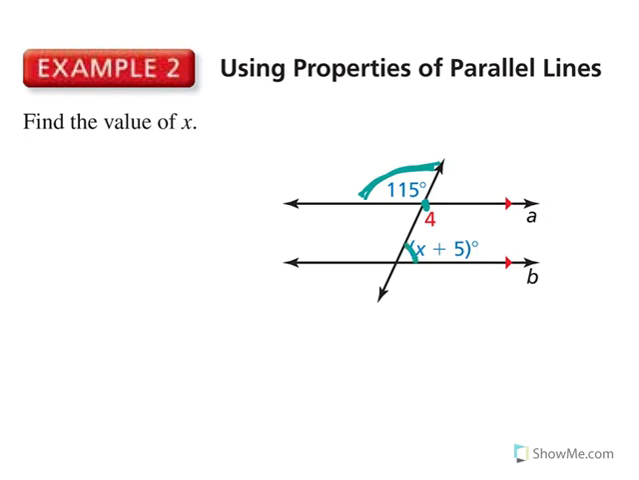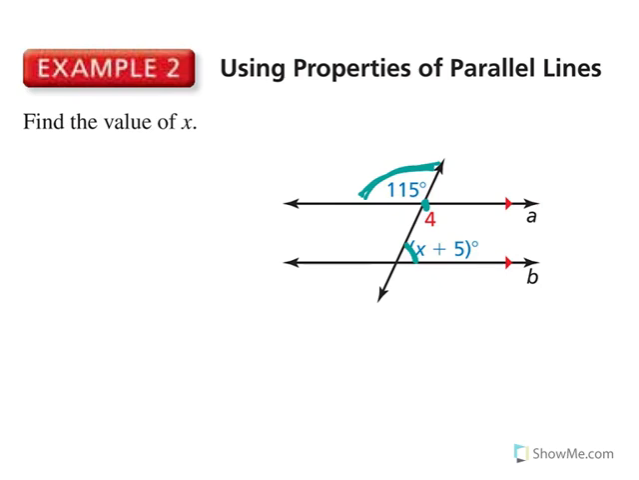So first, think about 115 and our x plus 5. They do not have any sort of relationship. We don't have a way to connect this exterior and this interior angle, because they're not corresponding, they're not in the same position, and one's exterior, one's interior. So we have no correlation. We don't have any theorems that tell us about that.